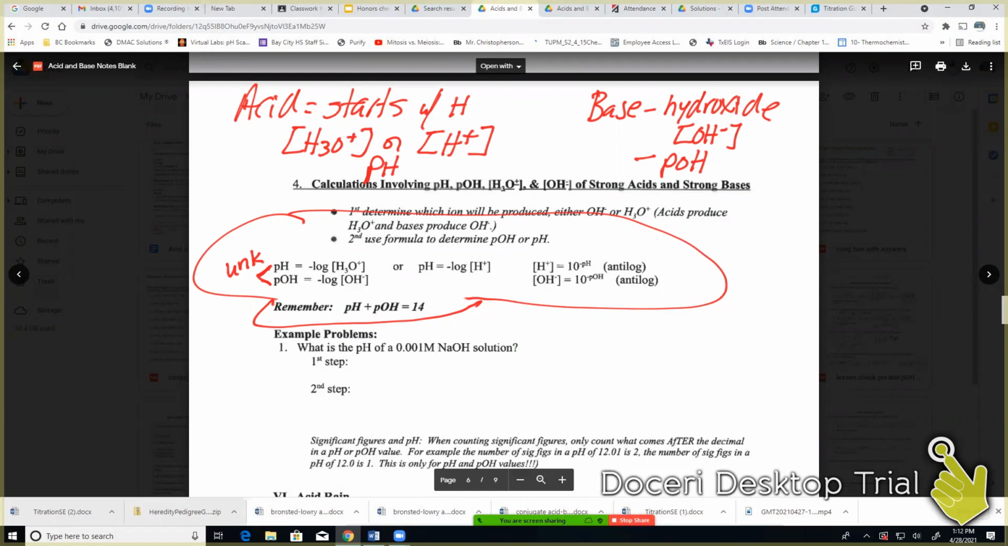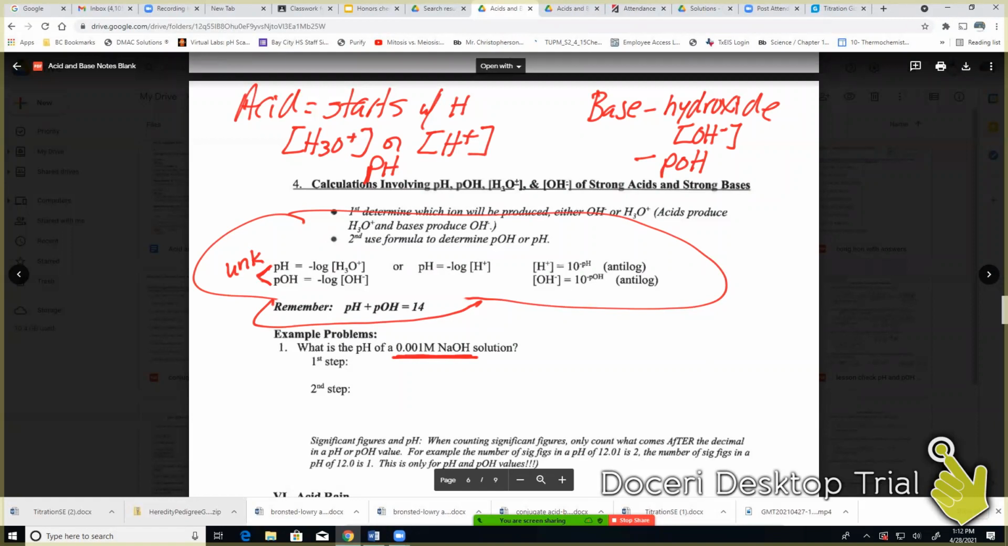Same thing, if I wanted to find my pOH, I'm dealing with my base. So now I'm looking at the negative log of my hydroxide concentration. Sometimes those concentrations will be given to you directly, like on the front sheet of your practice. Sometimes they're given to you as part of a compound, and then you have to be able to recognize that compound and know it's a base, know it has a hydroxide, and go from there.